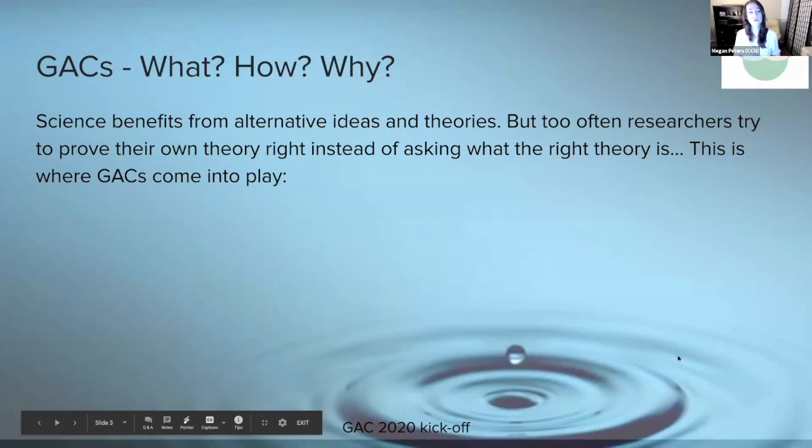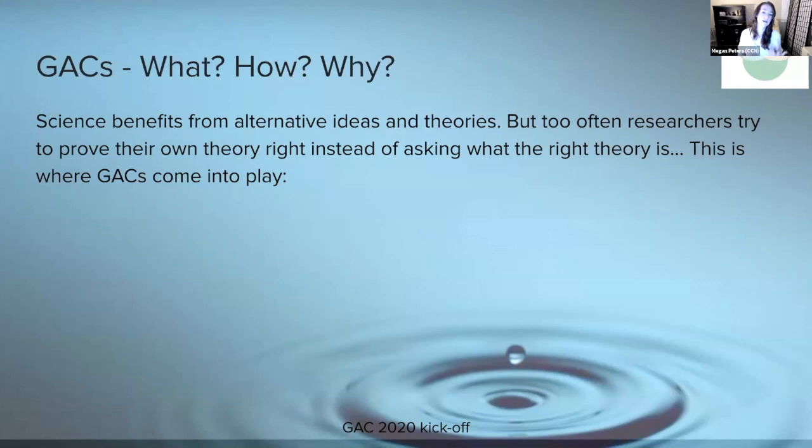So first, what is a GAC? What is a generative adversarial collaboration? The idea here is that science benefits from alternative ideas and theories. Often what's happening in science is that I have my theory and I go out and try to test it and prove it. And you have your theory and you go out and try to test it and prove it. Then after we have both published our beautiful papers, we come together afterwards and argue about who is right. And the goal of the GAC is to kind of flip this thing sideways.